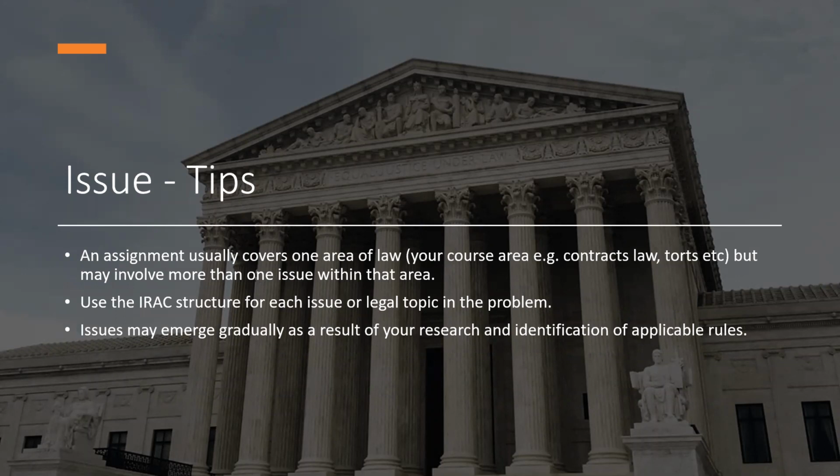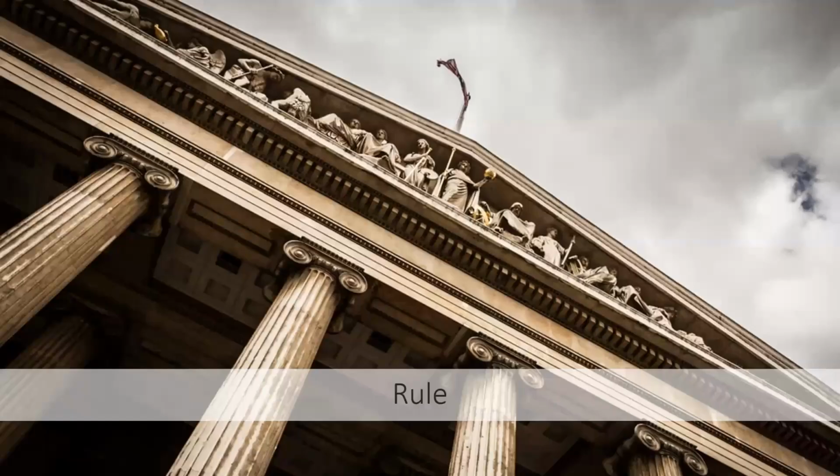An assignment usually covers one area of law. For example, if you are in a contracts course, your issue will be something to do with contracts. Equally, if you are in a torts course, your issue will be something to do with torts. But they may involve more than one issue within that area. You need to use the IRAC structure for each issue or legal topic in the problem, and issues may emerge gradually as a result of your research and identification of applicable rules.